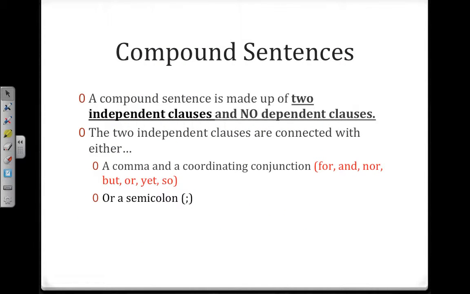Moving on now to our next sentence structure. The next sentence structure is compound sentences. Compound sentences are made up of two independent clauses and no dependent clauses. These independent clauses are connected together either by a comma and a coordinating conjunction, that's the FANBOYS: for, and, nor, but, or, yet, so, or the independent clauses are connected by a semicolon.